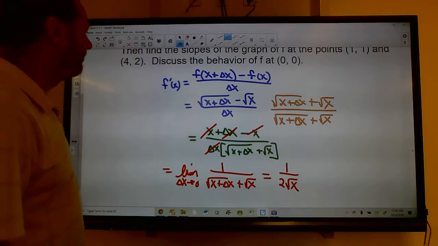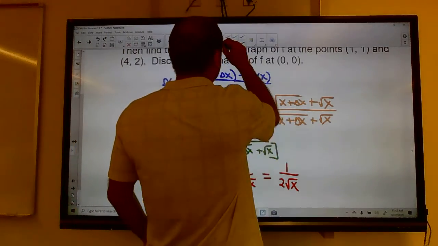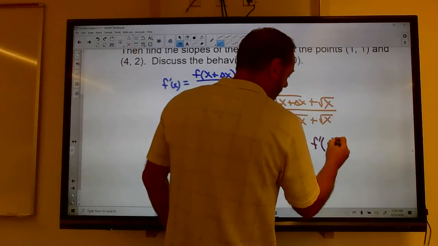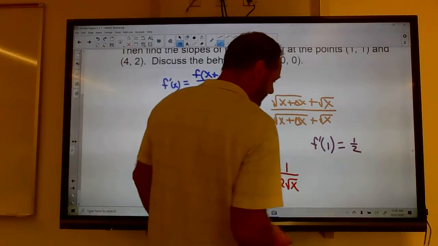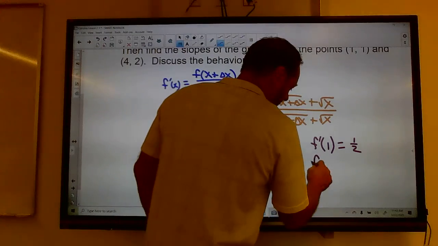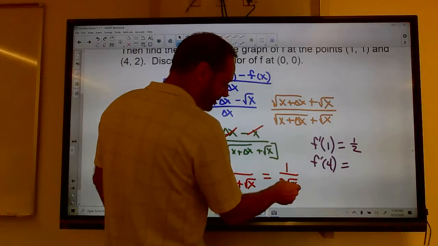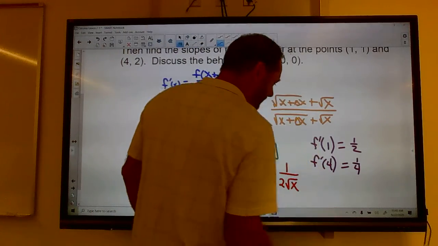Now, if I want to find the slope at 1, what is f prime of 1? I just plug 1 in there. The slope is 1/2. If I want to know 4, f prime of 4 is going to be: square root of 4 is 2, 2 times 2 is 4, so that's 1/4.